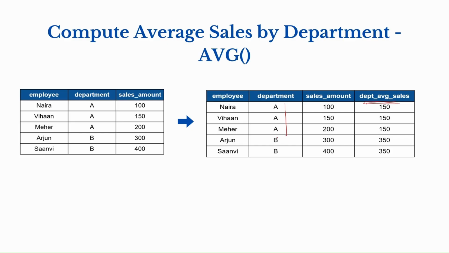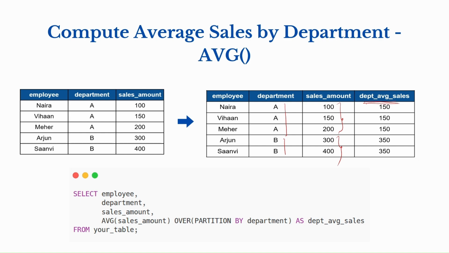So it actually helps you to compute the average of sales amount for each particular department, where we have simply written average of sales amount to calculate the average, and we have done it over partition by department, meaning that the average is grouped by department. But unlike group by, you don't lose the original rows here.